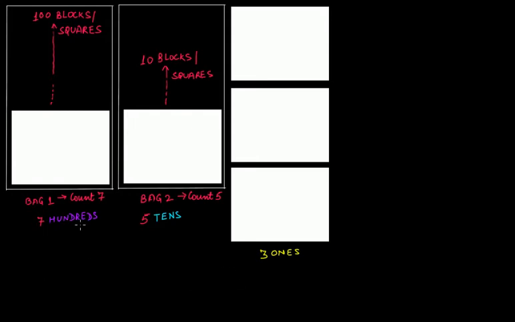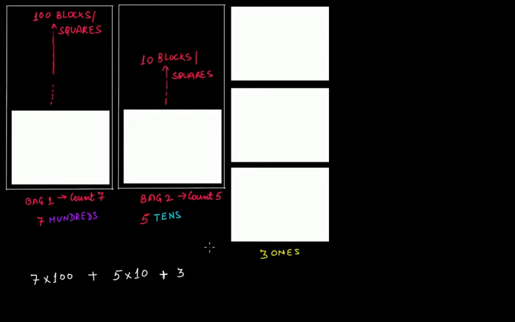So this is 7 hundreds. This tells you that you have 7 bags, right? Hundreds means that in each bag you have 100 squares. Plus, this tells you what? You have 5 such bags of tens, and since it is tens, it means that in each bag you have 10 squares. Okay, plus this 3 tells you what?